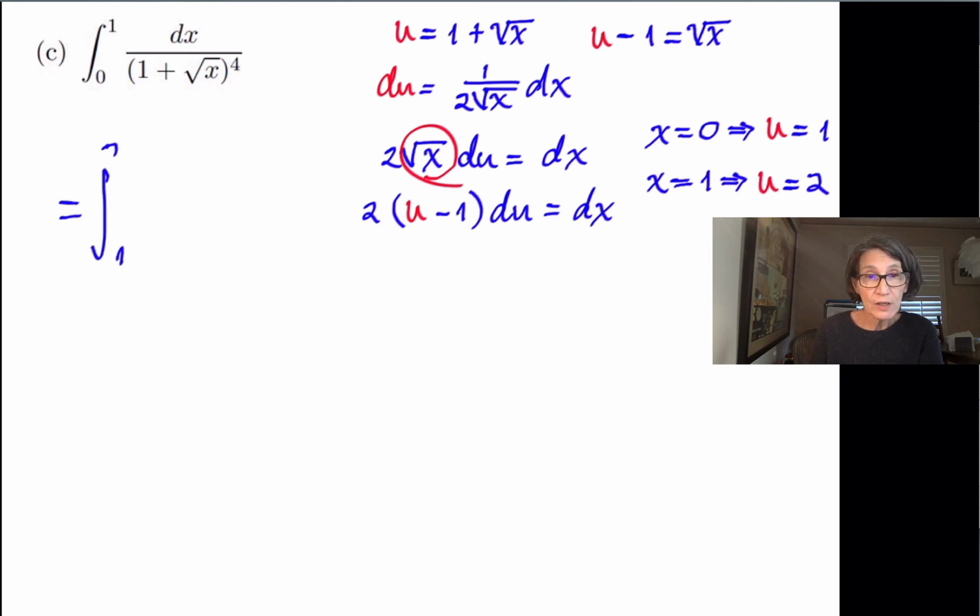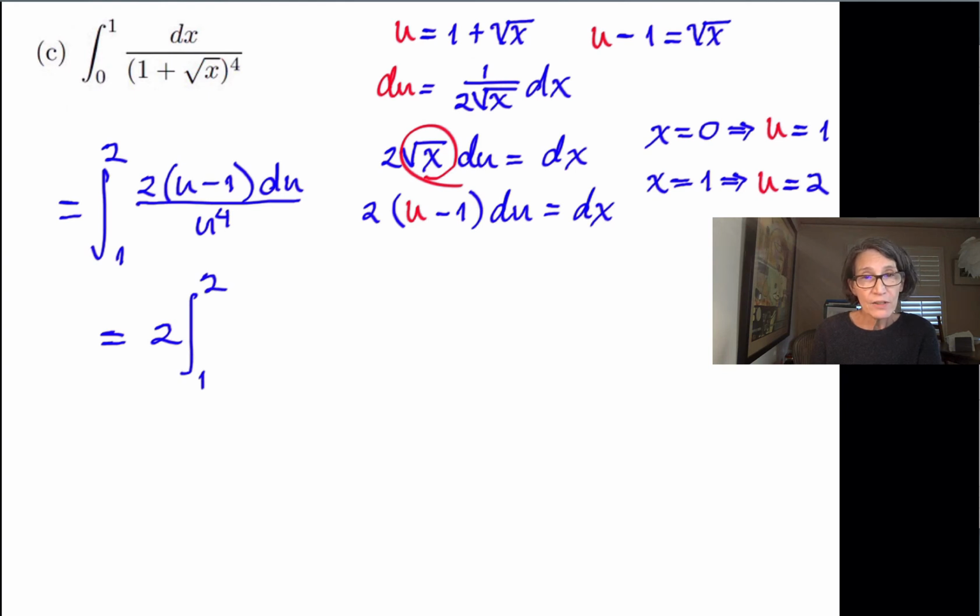So we get the definite integral from 1 to 2 of, and now dx is going to be replaced with 2 times u minus 1 du, and then the denominator, 1 plus square root of x to the 4th, that's replaced with u to the 4th. So let's first pull out the 2, and then we have a u minus 1 over u to the 4th. I can break that up. I can call that u over u to the 4th minus 1 over u to the 4th du.